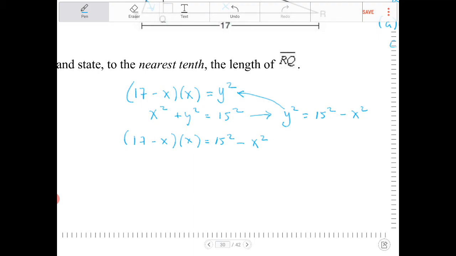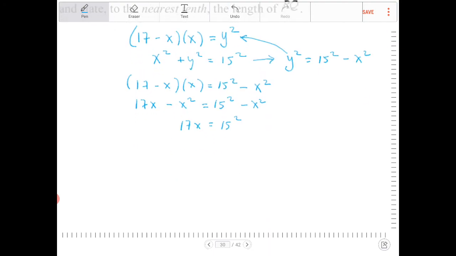And then if I distribute the x on the left-hand side there, I'll end up with 17x minus x squared is equal to 15 squared minus x squared. We end up with negative x squared on both sides of the equation. So if I add x squared to both sides, I'll end up with 17x is equal to 15 squared. And if I divide both sides by 17, I will have answered the question.